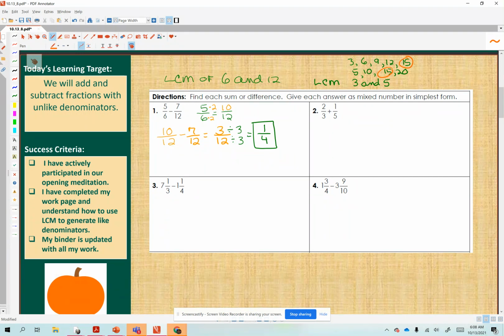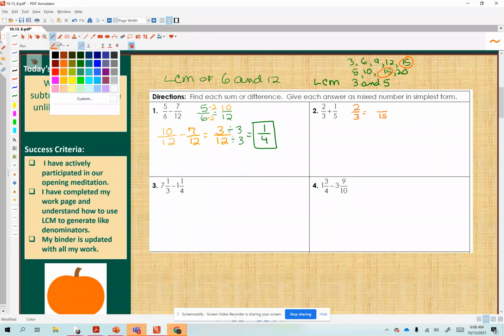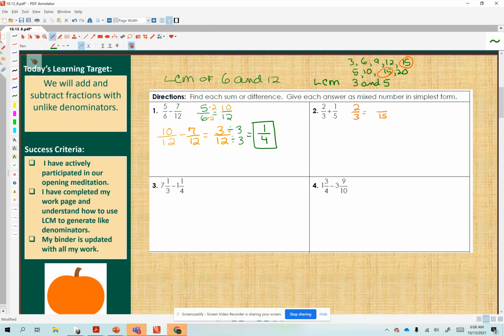So that means I'm going to convert 2/3 and 1/5 into equivalent fractions with 15 as the denominator. So 2/3 to 15ths, what am I going to do with that 3? Well, what I'm going to do is I'm going to multiply it by 5, which means I will multiply the numerator by 5 as well, which gives me a 10.